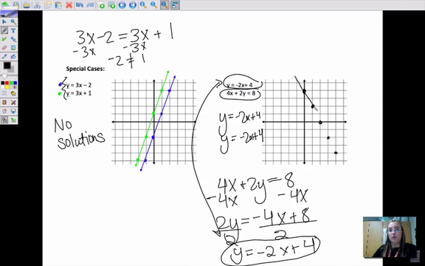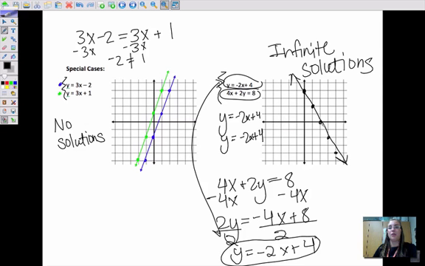Every single point that you put in for x and y will work for both equations. So technically, I would say this is not a system of equations because it's only one equation. However, a lot of times people will also say that it has infinite solutions because basically all values of x and y that I put in there will work for both of the equations.